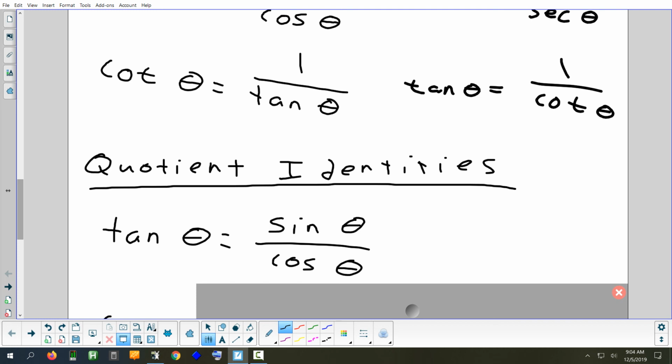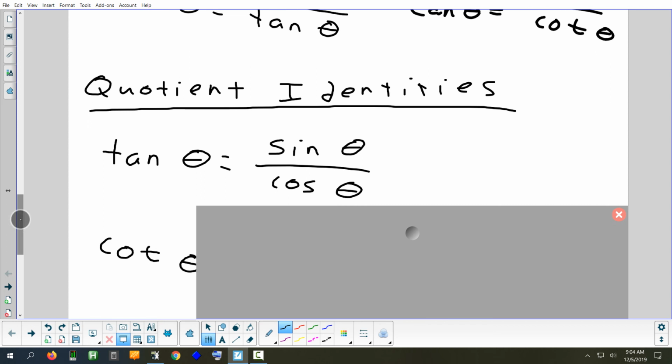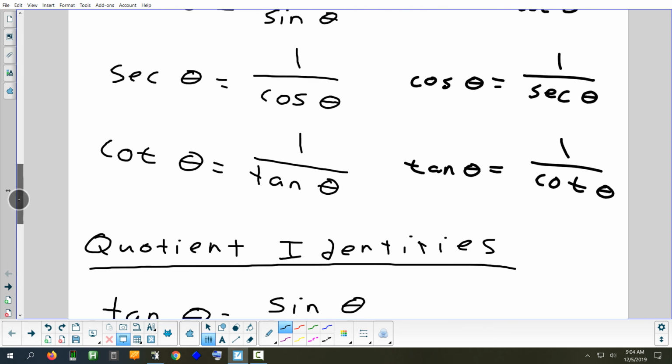And we figured that one out by looking at the unit circle trig, and we said, oh, okay, tangent is y divided by x, but y is sine, and x is cosine. So tangent is sine over cosine. Now, what's the connection between tangent and cotangent, if you look back up here?